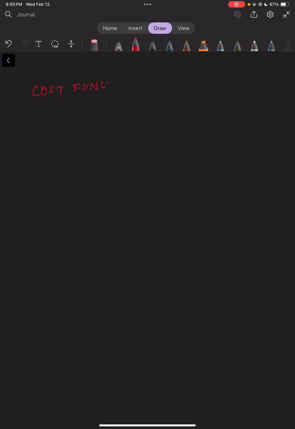Today we will be learning about cost function, which is a super important topic in machine learning. I would say it's the heart of how a machine learns. So let's break it down step by step. So why do we need a cost function?